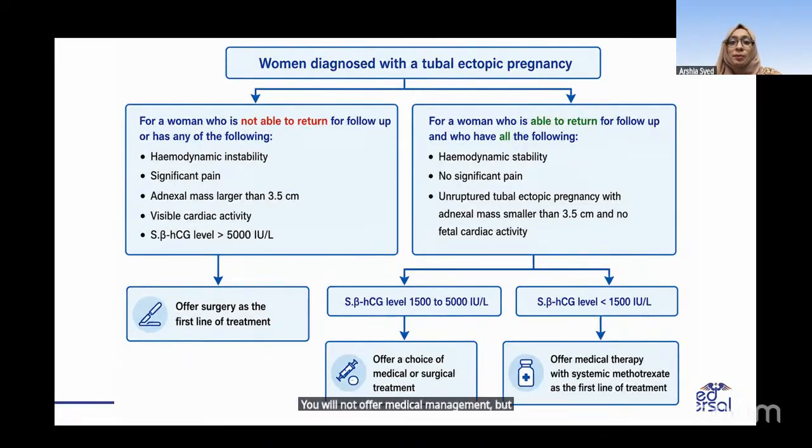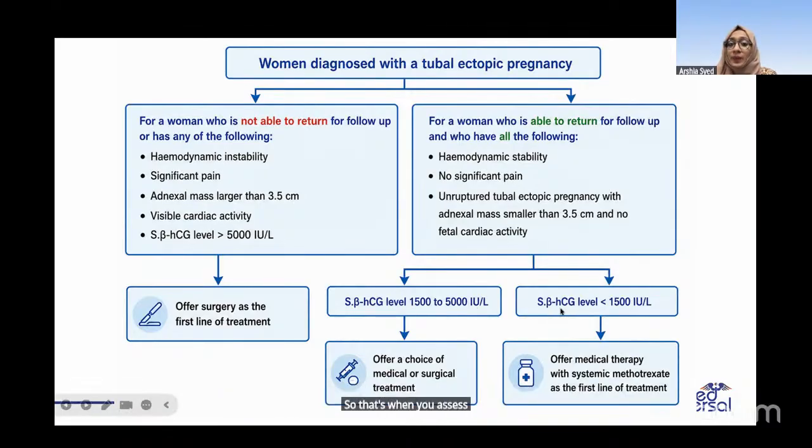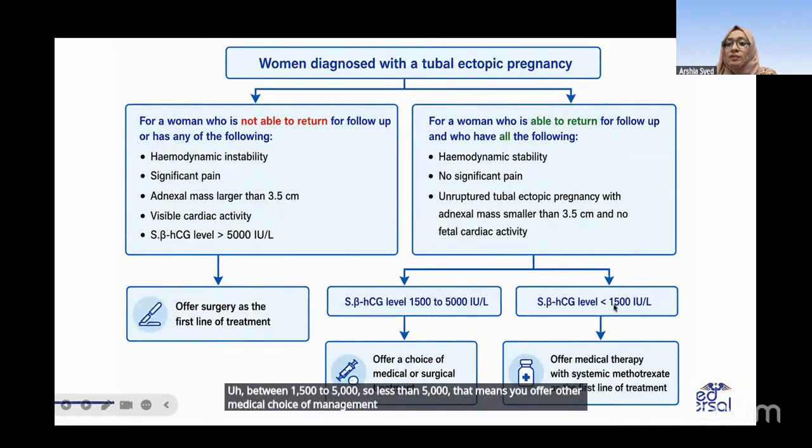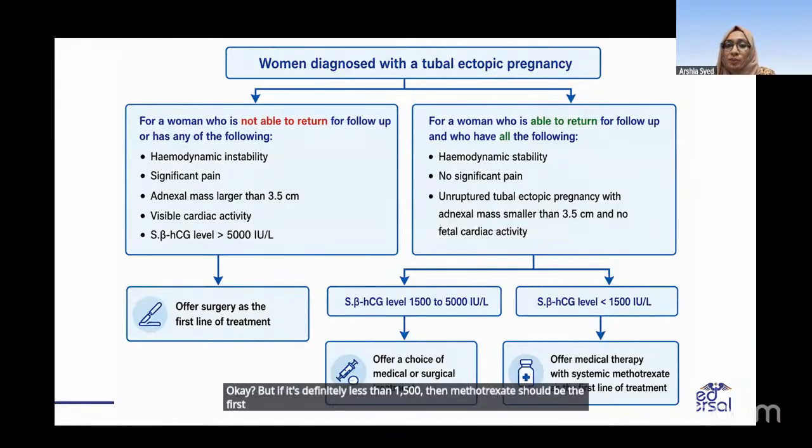But if the patient is hemodynamically stable, there's no significant pain, the tube has not ruptured, the size of this ectopic is less than 3.5 centimeter, and no fetal cardiac activity is present, that's when you assess by doing a beta HCG level. If beta HCG is between 1,500 to 5,000, so less than 5,000, you offer her the medical choice of management. At this point you can give her both the options. But if it's definitely less than 1,500, then methotrexate should be the first line of management.